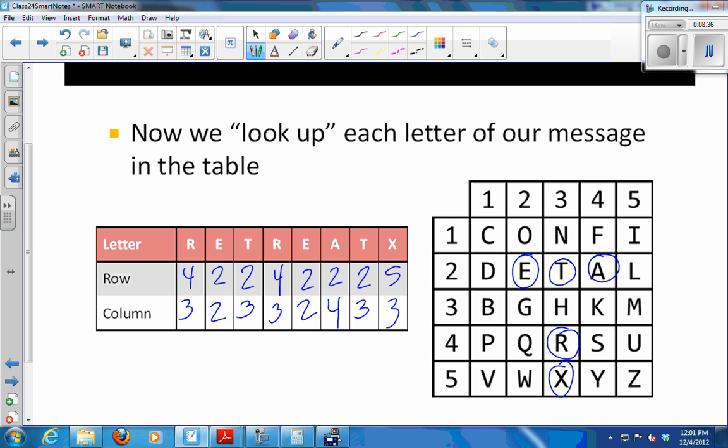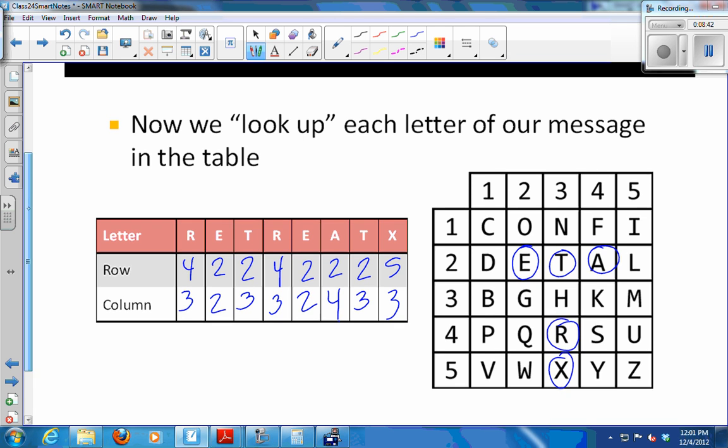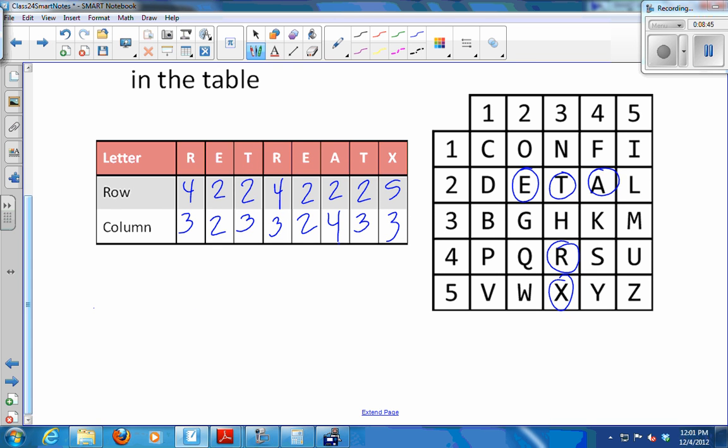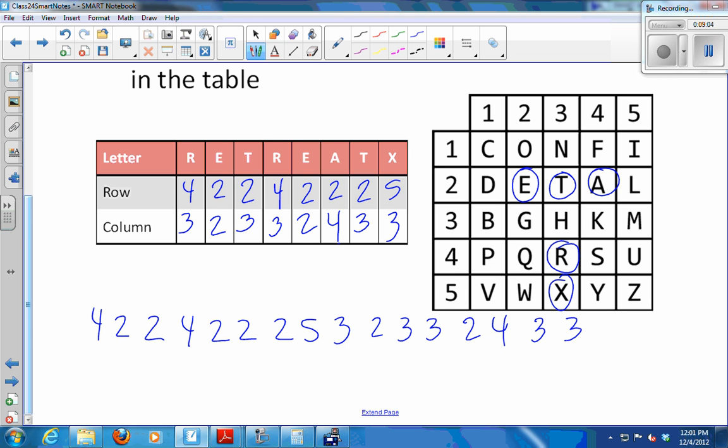Okay, so the next thing I do is I'm going to take the column list and move it so that it's one long row across. So my message is now going to be 4, 2, 2, 4, 2, 2, 2, 5. And then I'm going to write out the second row next to it. So it's going to be 3, 2, 3, 3, 2, 4, 3, 3. So you write it all out across.